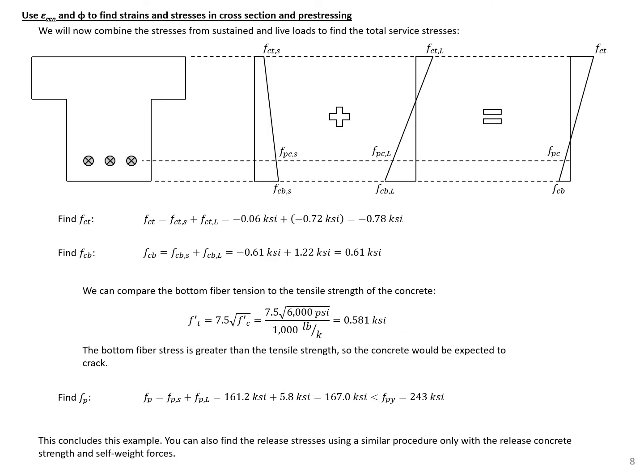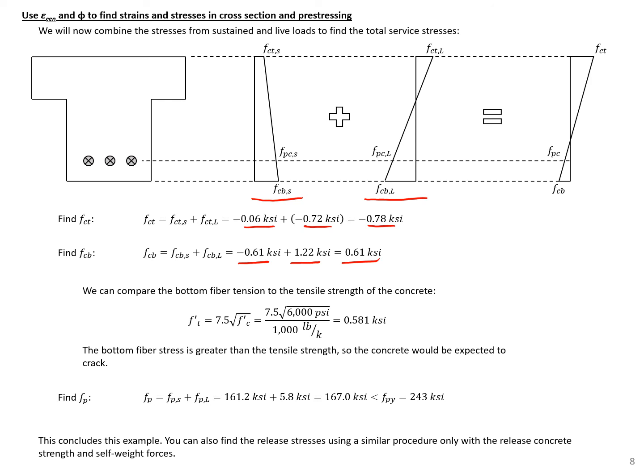Our final step is to add together the stresses from our different components. So we add together our stresses from our sustained load with our stresses from our live loads. We can do that at the top of our section, and we'll see that we have stress in the top of our section of negative 0.78 KSI compression. And in the bottom, we have a stress of negative 0.61 plus 1.22 KSI. So we're going to have 0.61 KSI tension there.